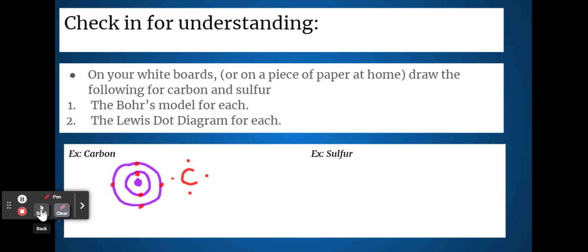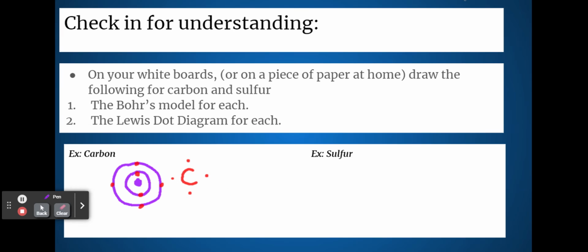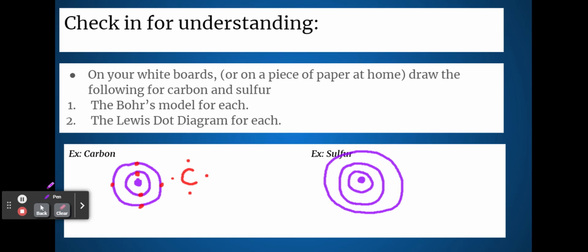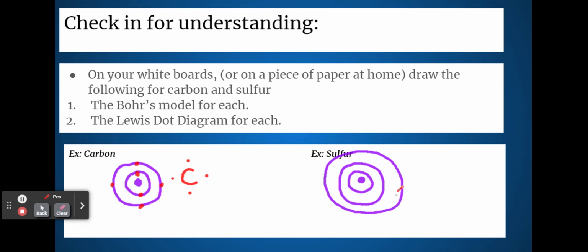Let's try the next one here. So sulfur, looking at our periodic table, is element number 16 and has 3 energy levels. So I'm going to put that dark circle in the center for the nucleus. First energy level, second energy level, third energy level. And then I'm going to fill in some electrons. I got 16 of them to do. The circles don't have to be perfect, obviously, because mine are very ugly.